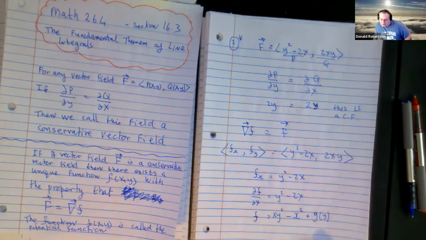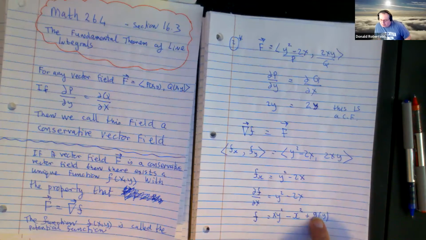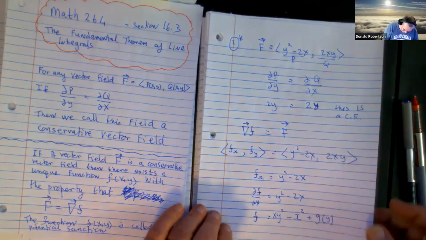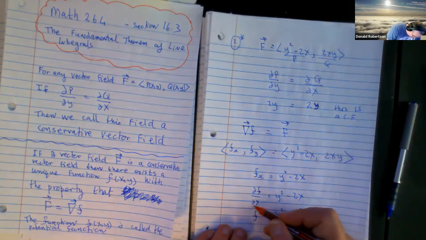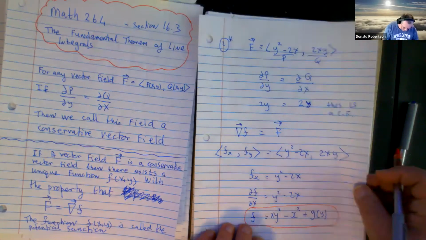Now you may think, well, why can't I just say plus c? Why do I call this g of y? If this was y cubed plus 2y, when you differentiated it with respect to x, wouldn't it disappear? And so we don't know what the arbitrary constant is, but it could have y's in it, couldn't it? And so that's what that's for. So that is my first version of what f could be.